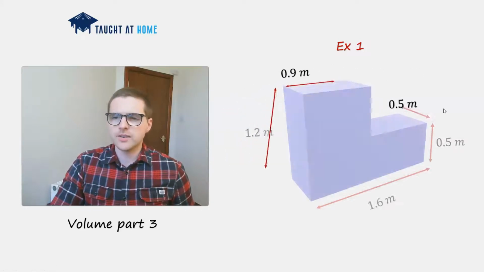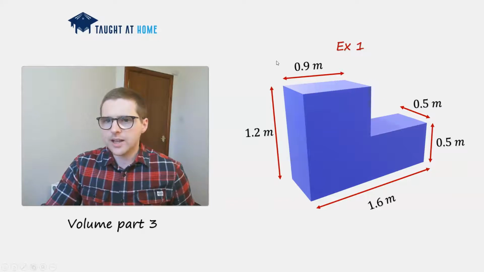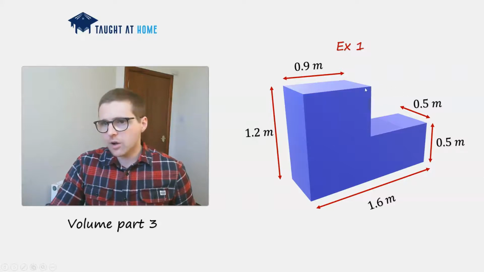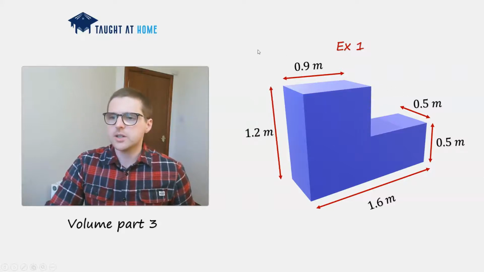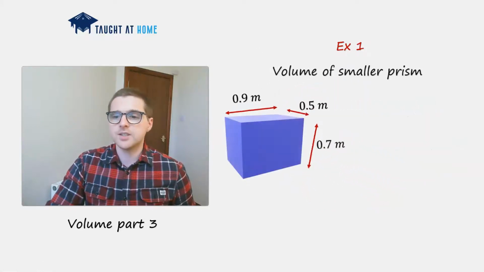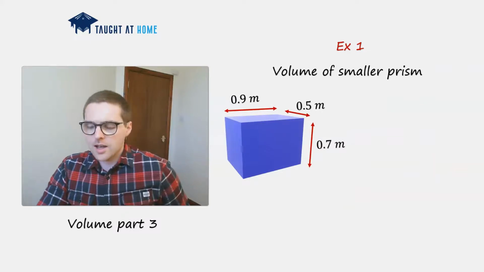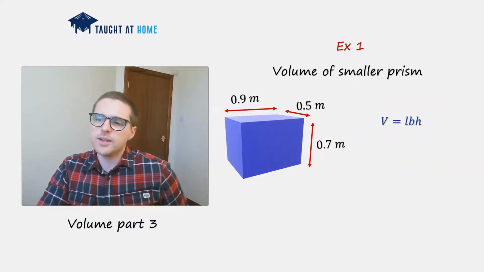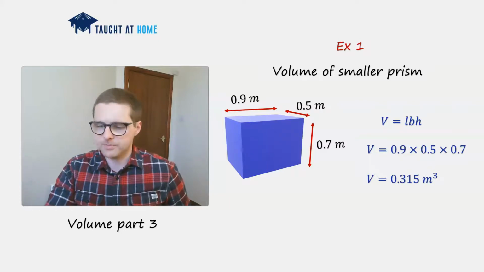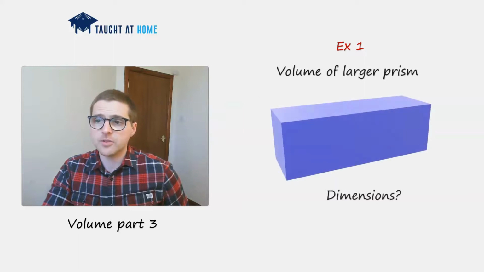So if we go back to our diagram, we can see that the total height from here to here is 1.2 meters, and we can see that the height of the longer prism is 0.5 meters. So the height of this one is just the difference between the two. So we can subtract those two, and then what we get is 0.7 meters. And now we've got length, breadth and height. We can multiply them using our formula for the volume of a cuboid, and what we get is 0.315 meters cubed.